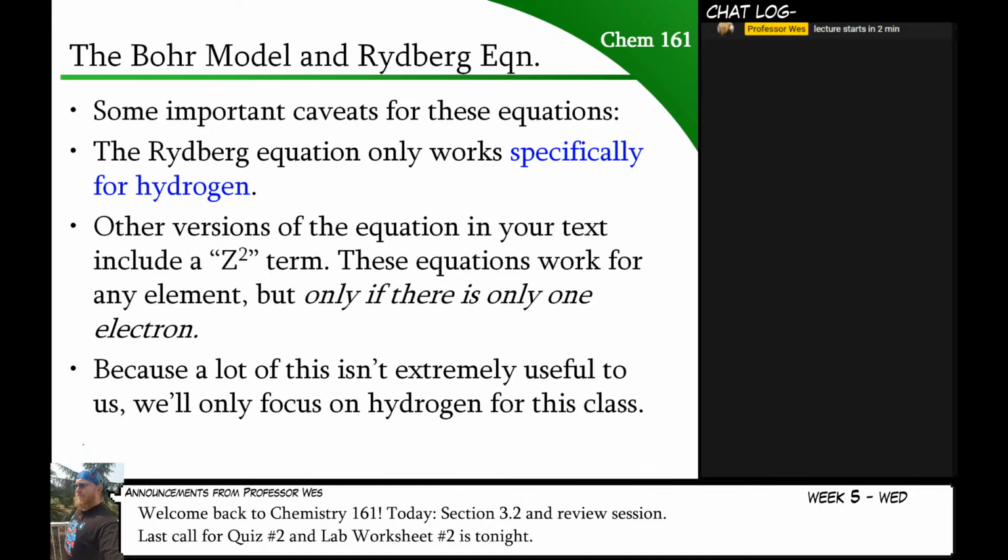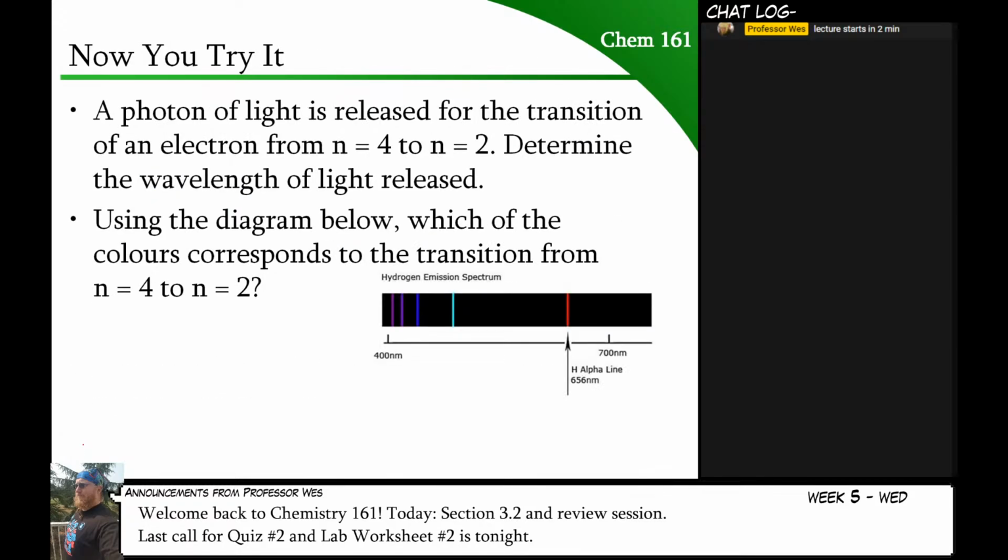All right. And we already talked about it only works for hydrogen. So what I want you to do is use the Rydberg equation. I'm going to write it on the screen, so that way you don't have to go back through the slides here. I want you to tell me the wavelength for the transition from n equals 4 to n equals 2. What is the wavelength? And we'll go over the answer in about 5 or 6 minutes or so.